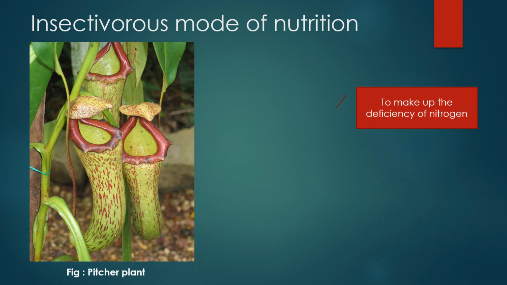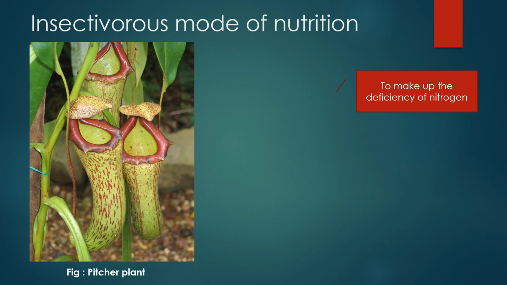So here, this type of plant shows this type of nutrition to make up the deficiency of nitrogen in their body, and for that they feed on insects. To fulfill their purpose, they modify their leaf into a pitcher-like structure. And see, the pitcher has a lid which is present at the top of the structure, and it can be closed and opened, so it's flexible.